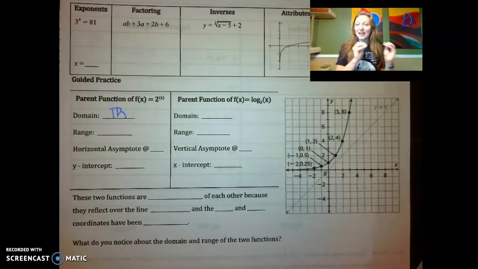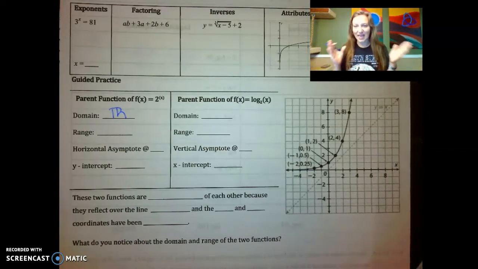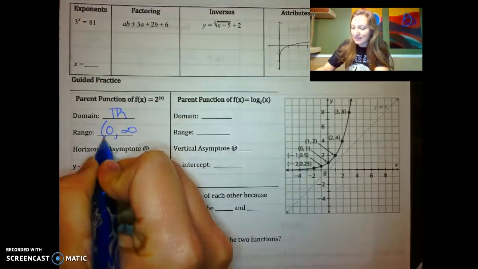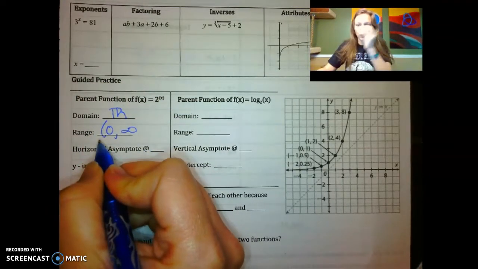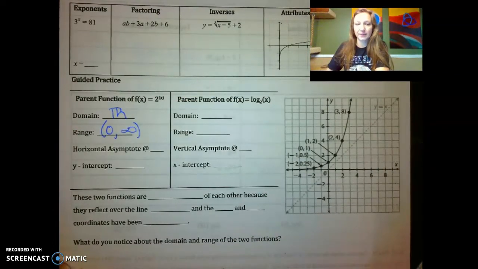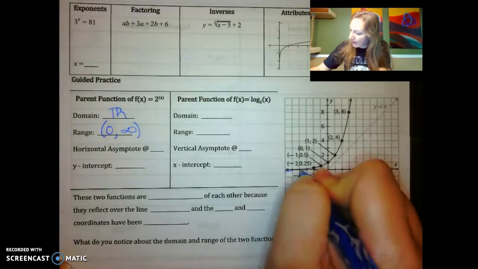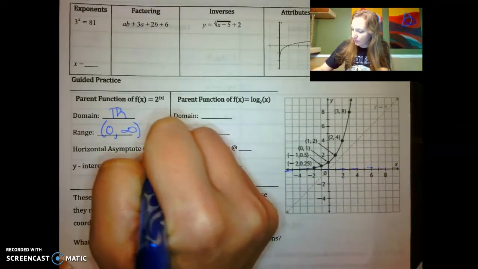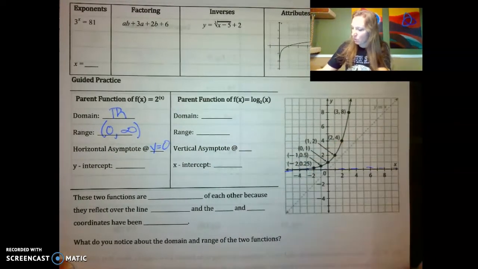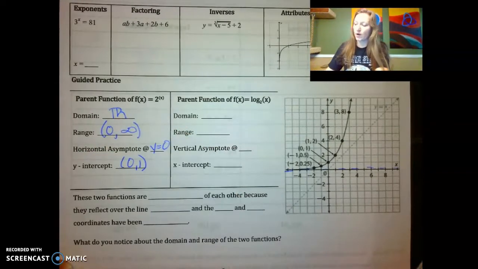And if we keep halving and halving and halving, are we ever going to reach 0? We never will. We can half numbers on into infinity, but we will never be exactly 0. So that is why our range is from 0 to infinity, but it doesn't include 0. That's why I put a parenthesis. Remember, that means everything right up to 0, but not including 0. And of course, we never include infinity. Because of this phenomenon, we have a horizontal asymptote here at y equals 0. It's cutting through the y-axis at 0. And we also have a y-intercept there at 0, 1.